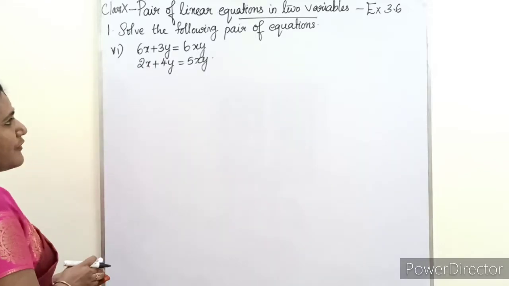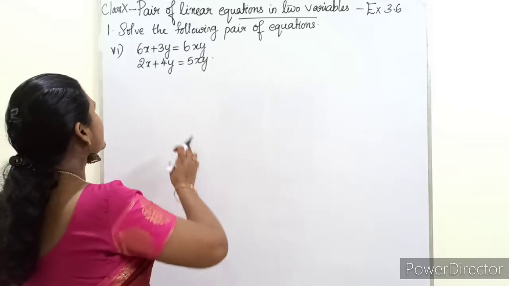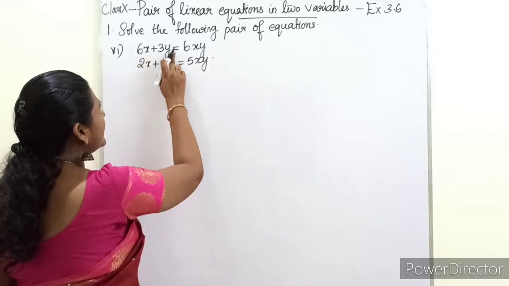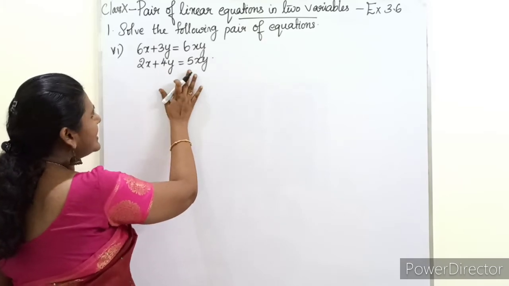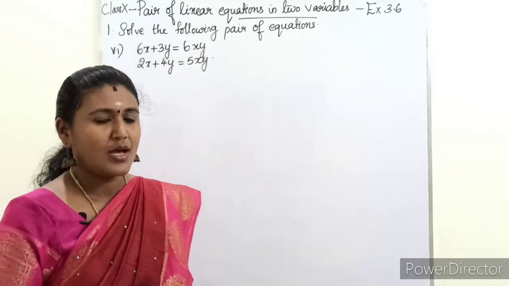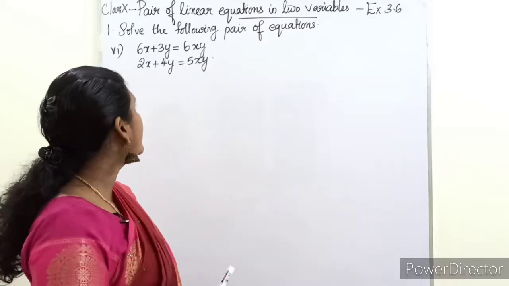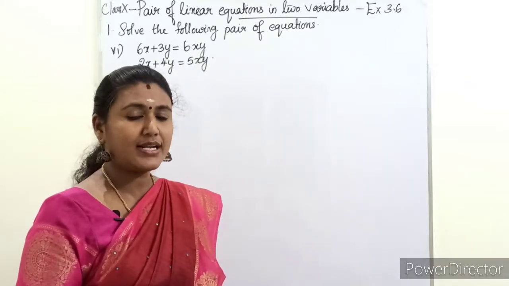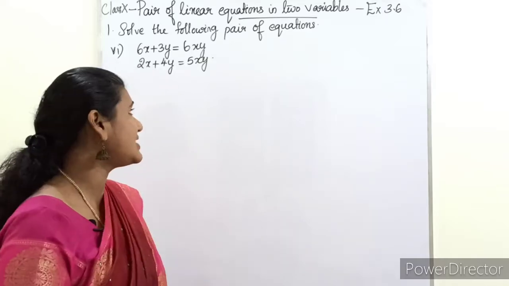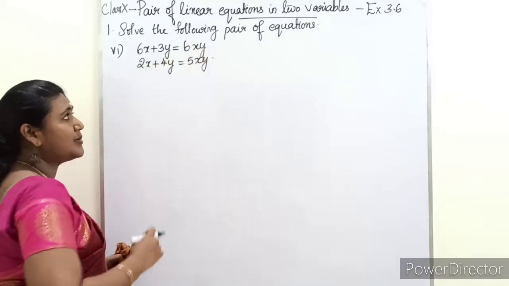So solve the pair of equations. Sixth one: 6x plus 3y is equal to 6xy, and 2x plus 4y is equal to 5xy. So here, if you see, the equation is not a linear equation. It is not in the standard form of a linear equation, and we have this xy term also.